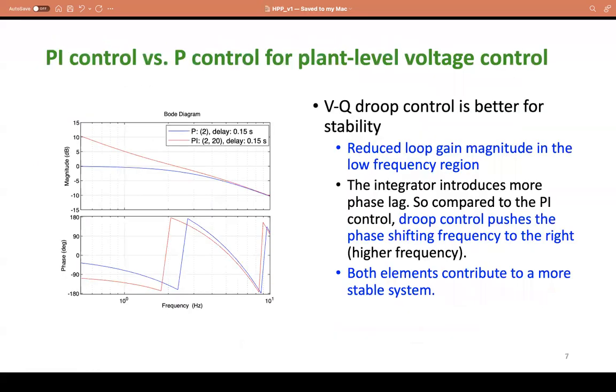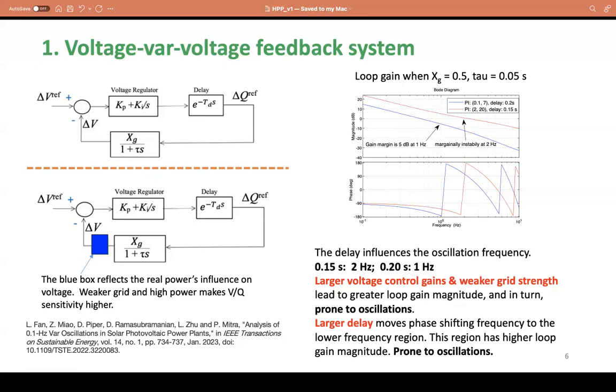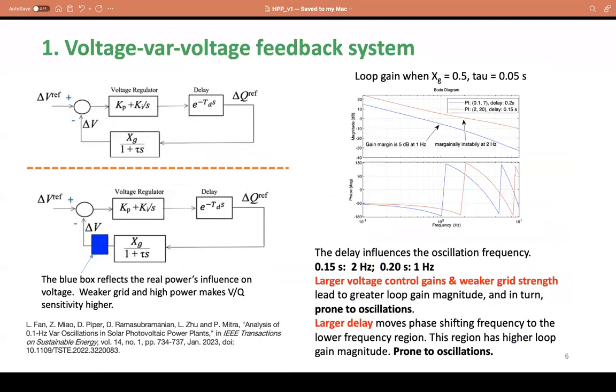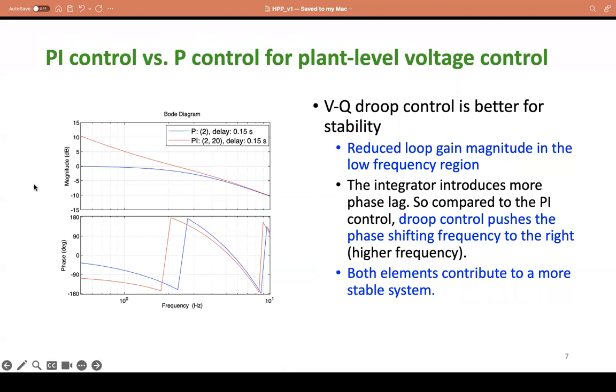So this explains what you expect to see: oscillations if the delay is large, and then if the grid becomes weaker, we expect to see some issues. In the next slide, I'm showing what happens if you have, instead of a PI controller, just a P control. The blue line is P control, the red line is the PI controller. The P controller is slightly better, as long as you can interpret this Bode diagram. I'm not going to talk about it one by one.